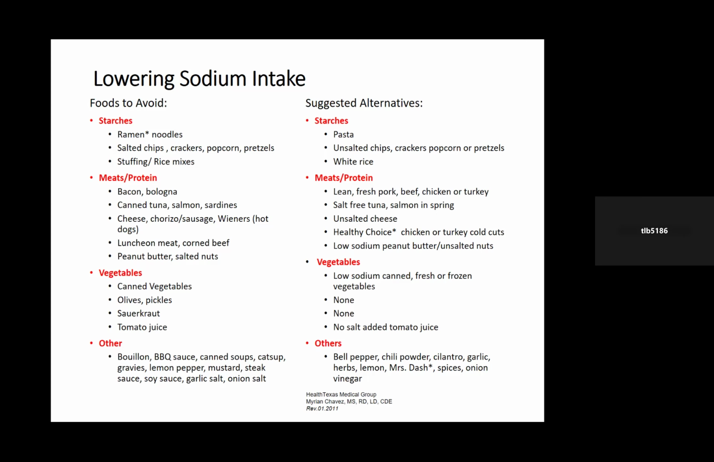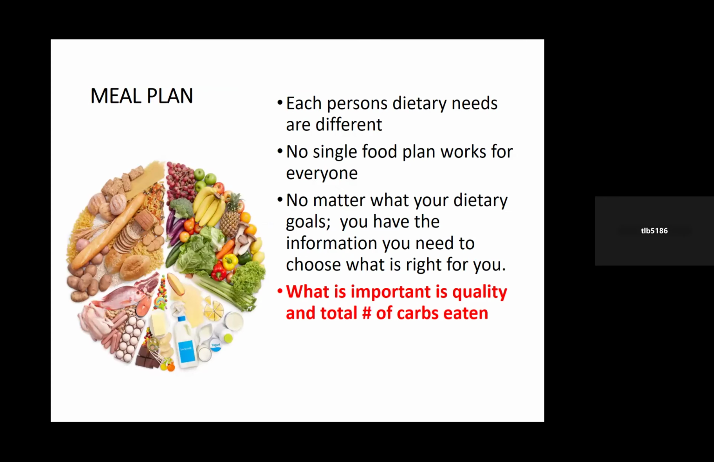So when we talk about our meal plan, you have to understand that no particular meal plan is going to work for everybody. Different people have different needs based on a number of things: food preferences, allergies, dentition, what you can and can't chew, what you can tolerate in spice. No matter what your dietary goals are, you now have the information that you need to make the right meal choices. What's important is the quality of the food and the total number of carbs that you eat.